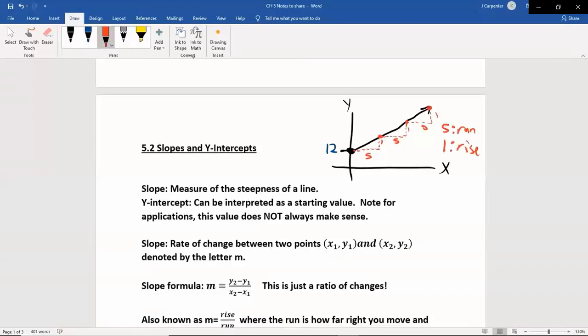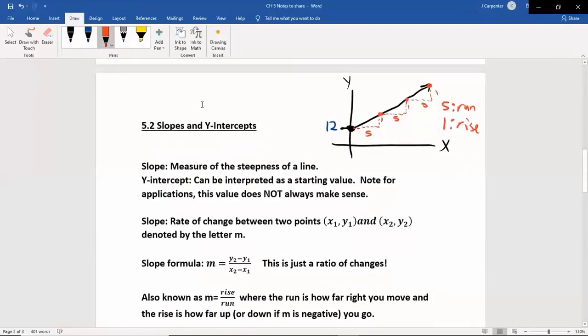Rise is how far up or down you go. Run is how far right you go. There is no left. Say it with me. There is no left. There is only right, up, and down. We are only ever going to be considering ourselves moving right with these problems.